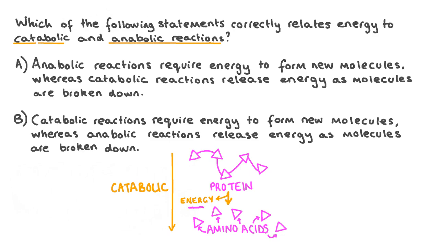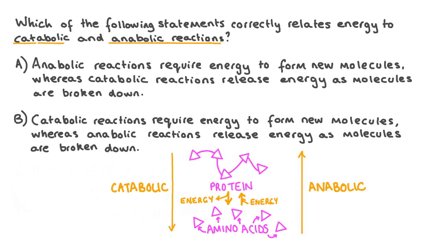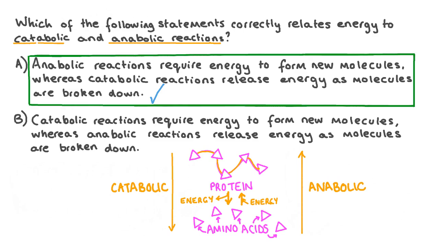Anabolic reactions construct larger molecules from individual units, and this process requires energy to form the bonds between these subunits. For example, these amino acids are being joined together to form a large protein, and it requires an input of energy. The energy is used to form these bonds between the individual amino acids, so this is an anabolic reaction. Therefore, our correct answer is that anabolic reactions require energy to form new molecules, whereas catabolic reactions release energy as molecules are broken down.